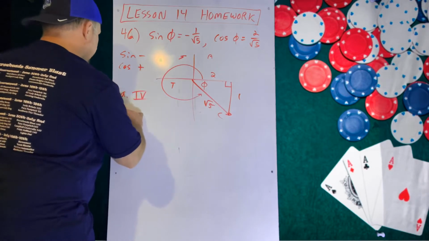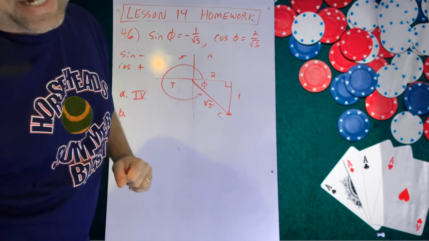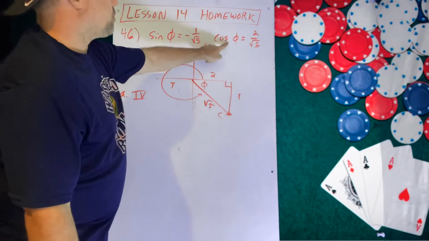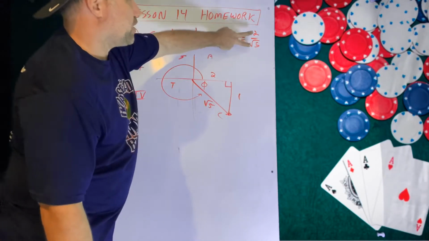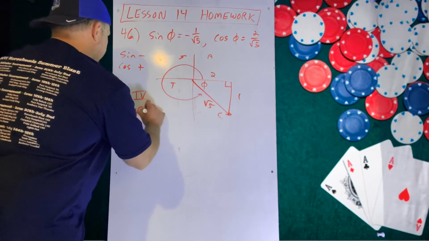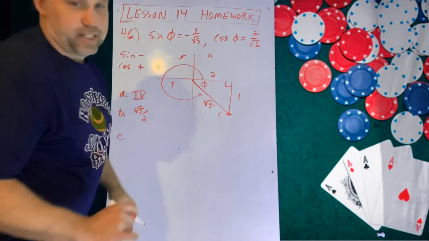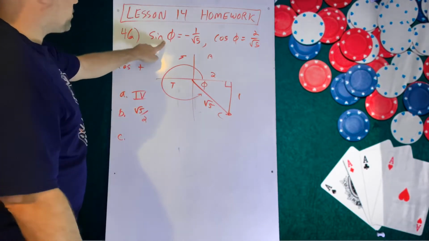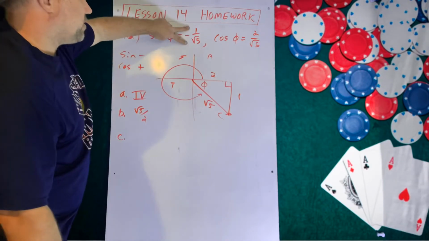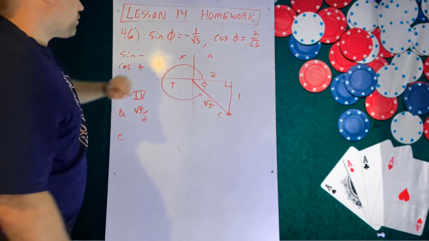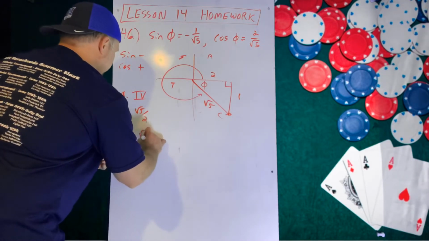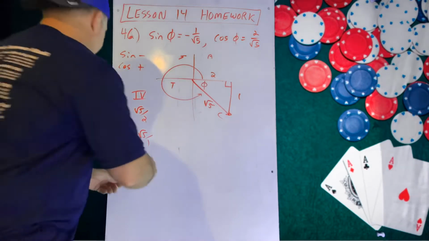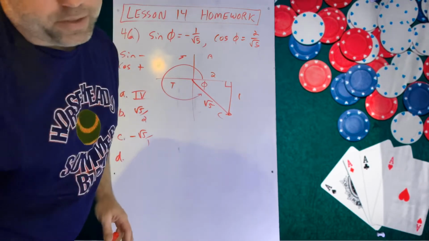We already established that. Letter B wanted you to find the secant of phi. Secant is going to be the reciprocal of cosine, so if I take my cosine answer and flip it, it's radical 5 over 2. Letter C wanted to find the cosecant of phi. That's going to be the reciprocal of sine. Take this answer and flip it. Negative 1 over radical 5 flipped would be negative radical 5 over 1. And then part D wanted the cotangent, I believe.